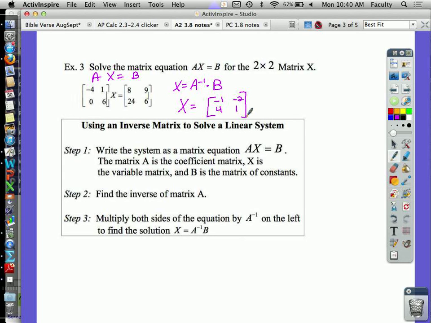Alright, I'm getting -1, -2, 4, 1. Are you guys getting the same thing? Yep. Alright, awesome. Okay, so now why on earth are we doing this? Well, there's a really good area where we can use matrix equations, and it's with solving linear systems of equations. So what's going to happen is you want to write the system as a matrix equation where A represents the coefficients of the x's and y's, and B are the constants or the answer column. You find the inverse of matrix A and then always do, on the left side, A inverse times B.